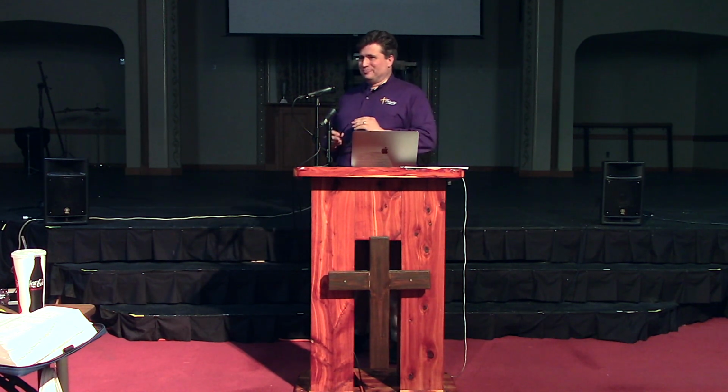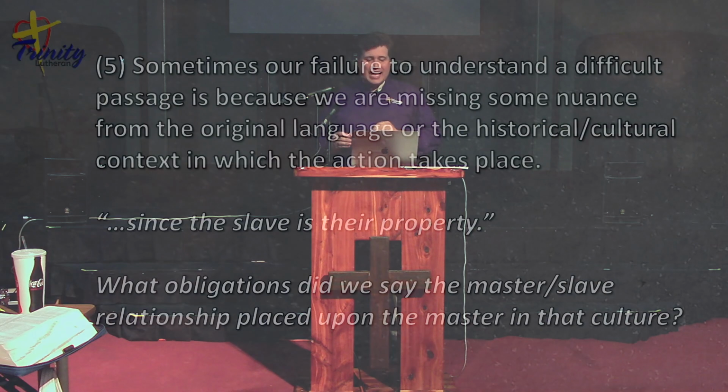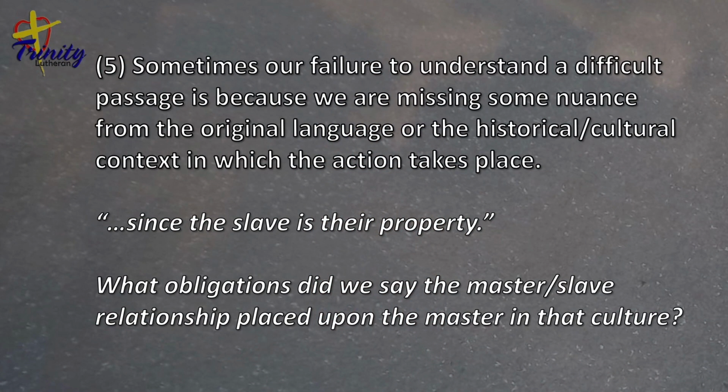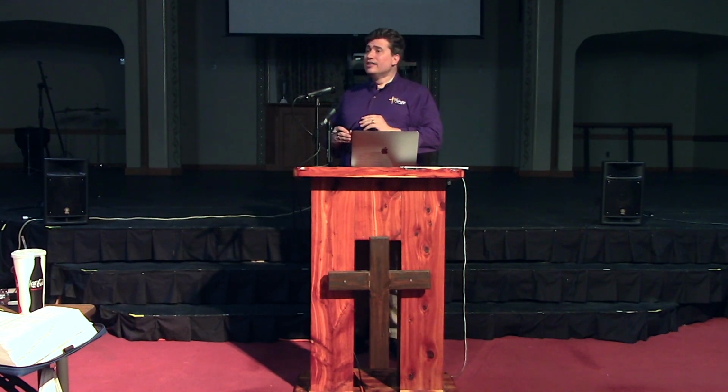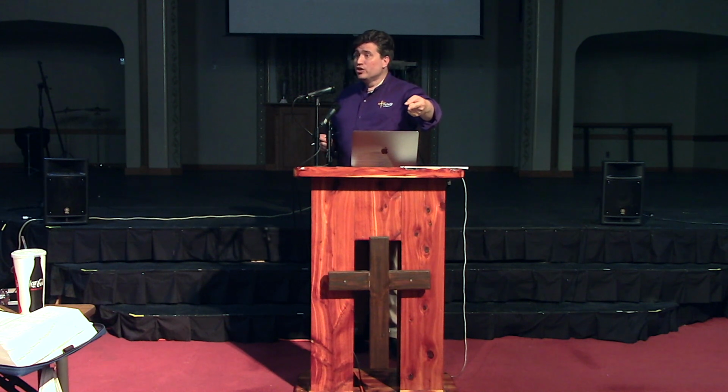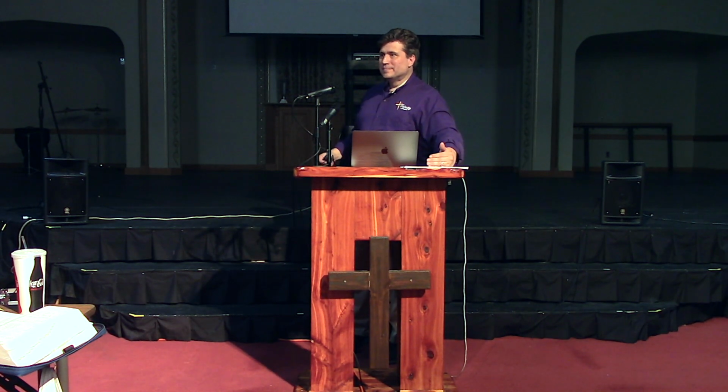But then we get to that last phrase. So what the heck does that mean, since the slave is their property? Well, remember again the context. What did we just see in the verses right before this? It didn't just say you don't die. It said you have to take care of them, right? You have to provide for them. You have to make sure they recover. What did we already say the nature of this slave-master relationship required of the master in the very beginning? They had to take care of him, right?